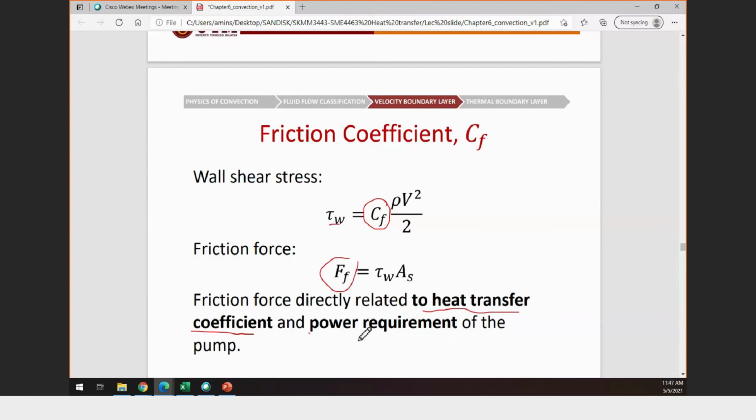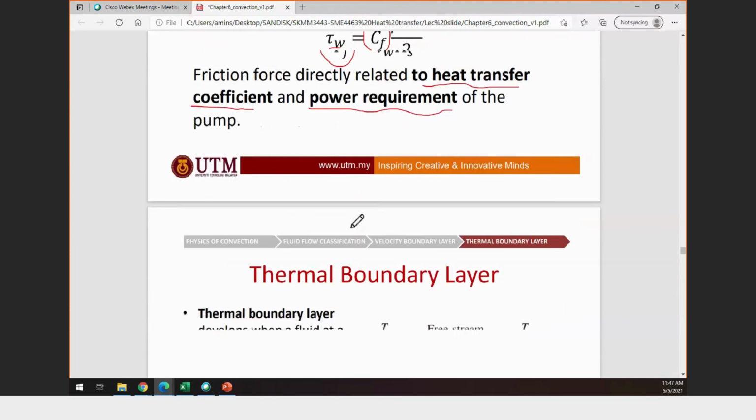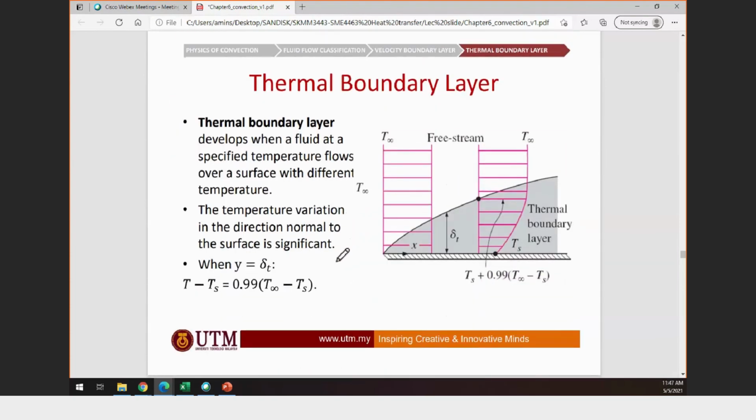Actually, we are not really interested in the friction force because this is the heat transfer analysis. However, because of this friction force, there is some factor related to the heat transfer coefficient and power requirement. For this reason, we need to understand how the friction coefficient can be used to define the heat transfer coefficient. So how to relate this? First we look into the thermal boundary layer.